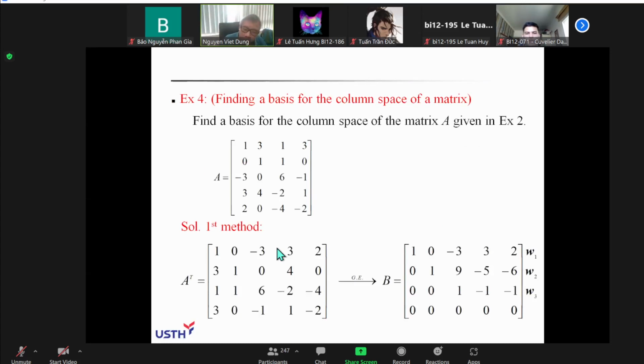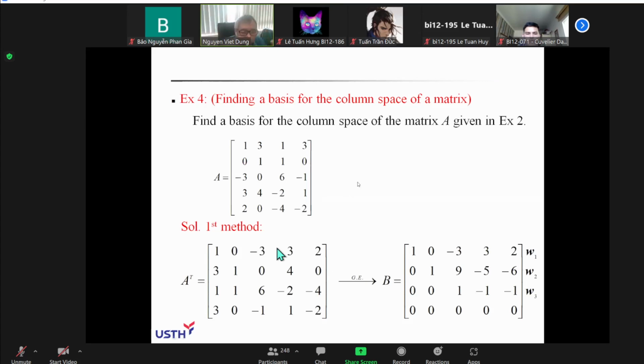We consider again the example in the previous example, A like that. You are required to find a basis for the column space of A. The first way, the simple way, I call it the lazy way. You don't have to think about anything else. You just take the transpose of A. And here, A transpose became that one.